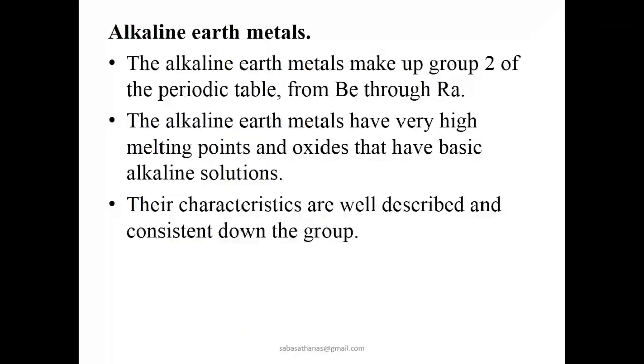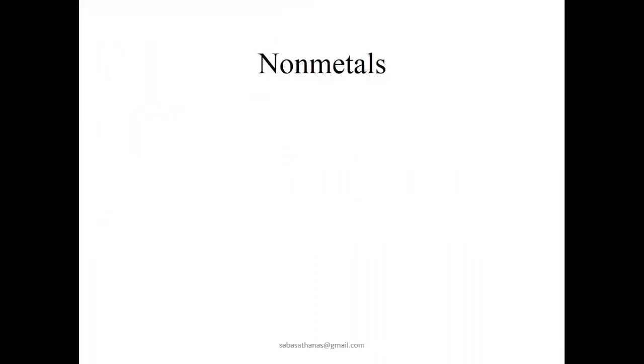But alkaline earth metal, which is the group of metal that found in group 2 of the periodic table, inaanzia kwenye beryllium through radium, and the alkaline earth metal have very high melting points, and the oxides have basic alkaline solutions. The alkalis are well described and consistent down the group. Kwa tutakuja tuangalia, this is a summary.